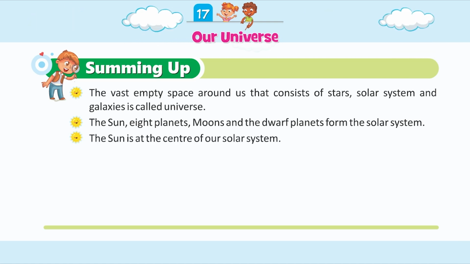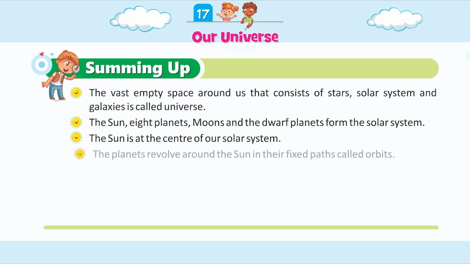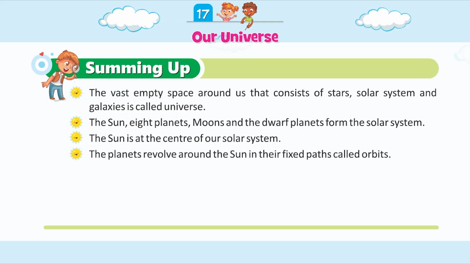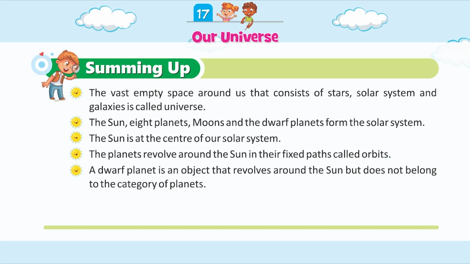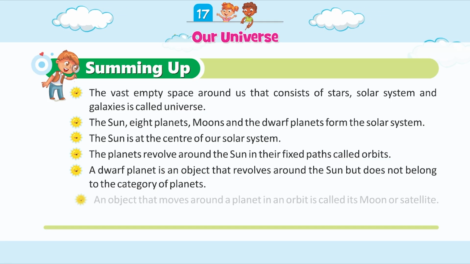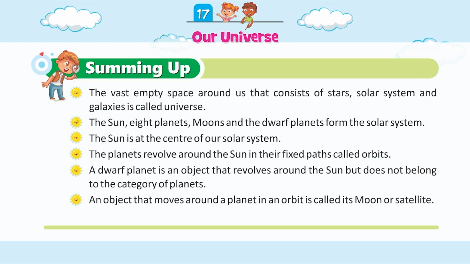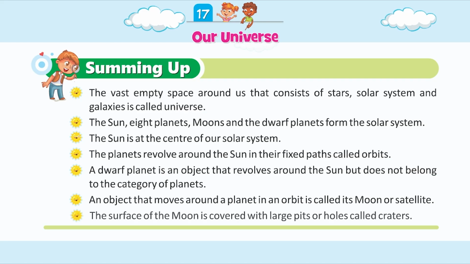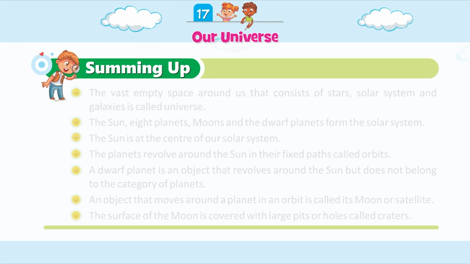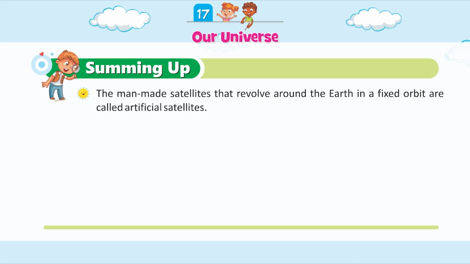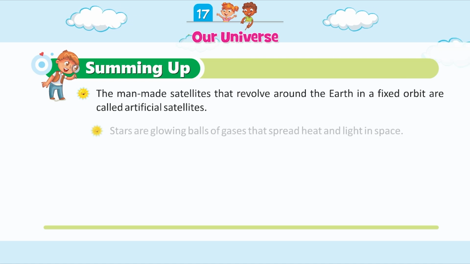The Sun is at the center of our solar system. The planets revolve around the Sun in their fixed paths called orbits. A dwarf planet is an object that revolves around the Sun but does not belong to the category of planets. An object that moves around a planet in an orbit is called its moon or satellite. The surface of the moon is covered with large pits or holes called craters. The man-made satellites that revolve around the Earth in a fixed orbit are called artificial satellites.